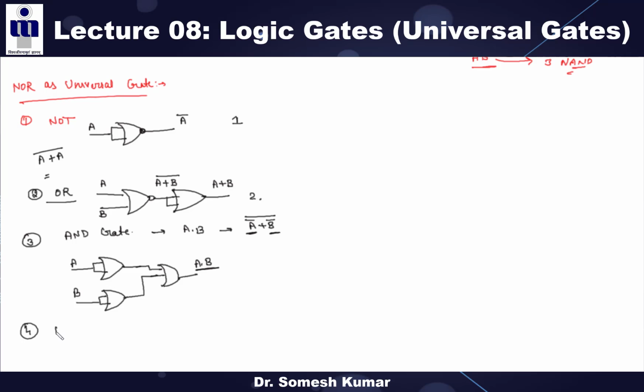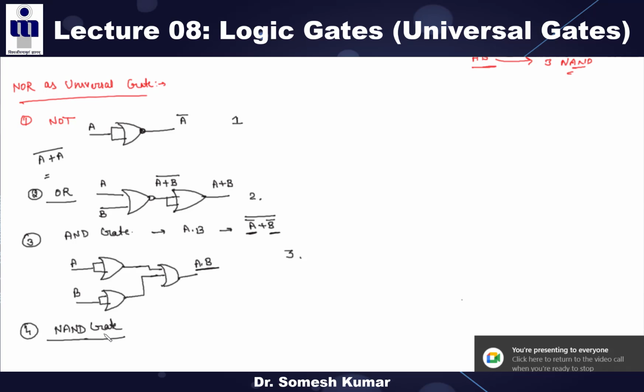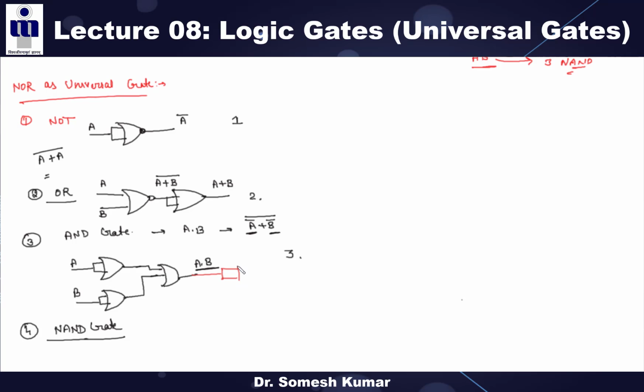What about the NAND gate? How many gates are needed for the NAND gate? You know the NAND gate is AND plus NOT, right? So one more NOT gate can be used here for the NAND gate, like this. This is your AB bar. Clear?